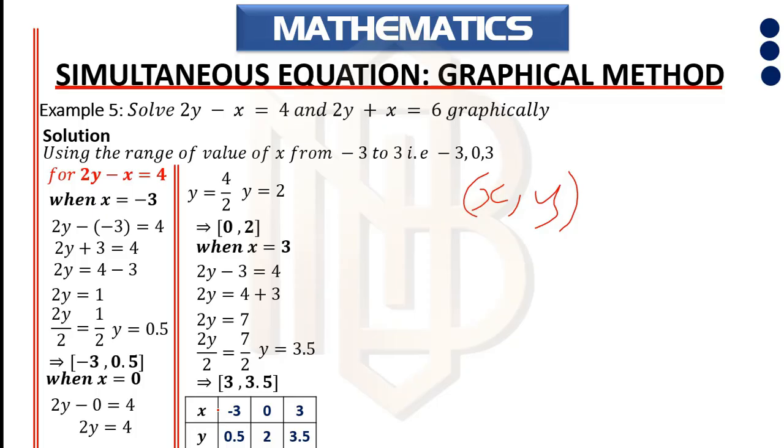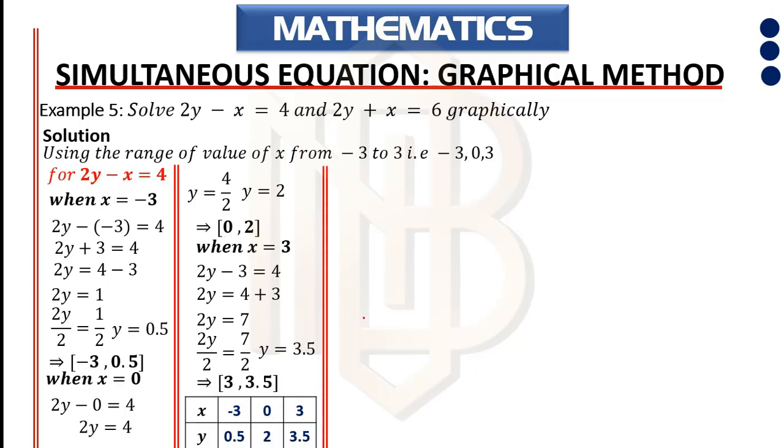This is the first table for this equation. You can see when x is equal to -3, our y is equal to 0.5. When x is equal to 0, our y equals 2. And when x is equal to 3, our y equals 3.5. So that's what we have just done there.